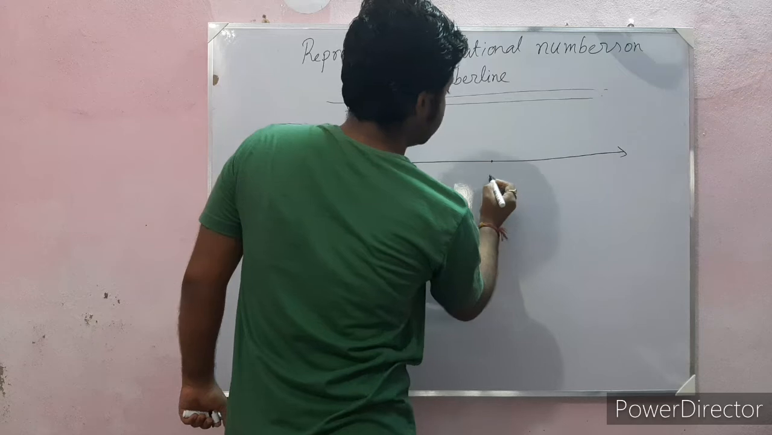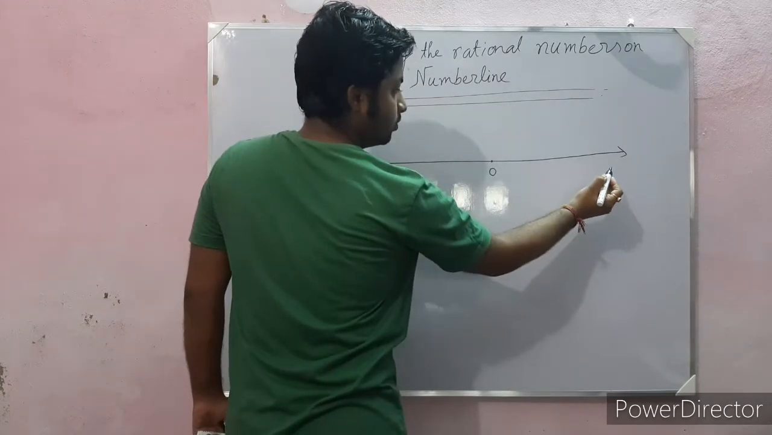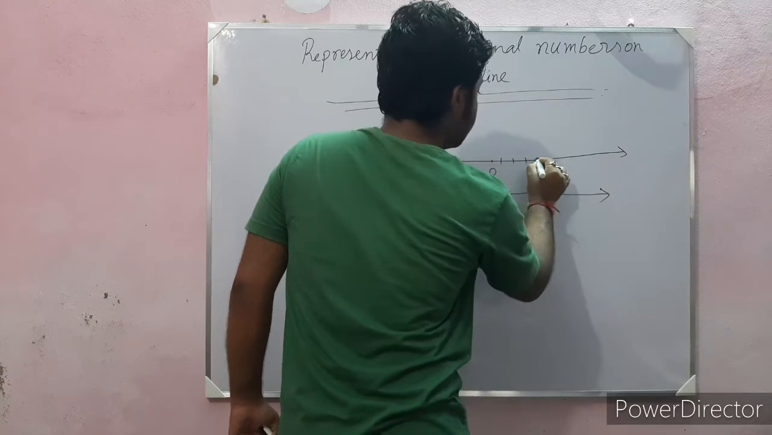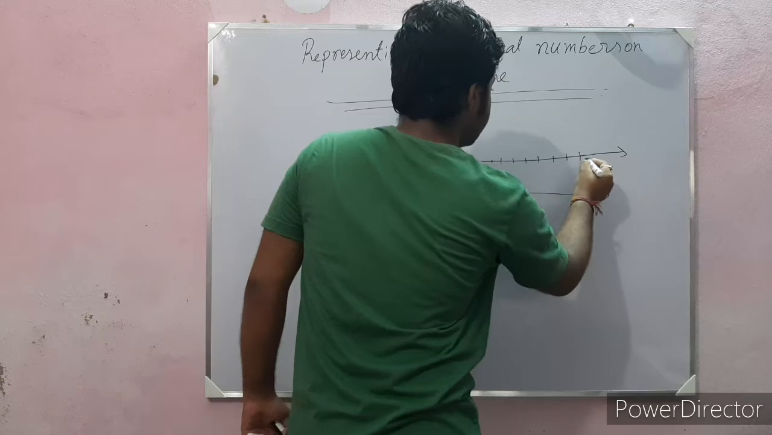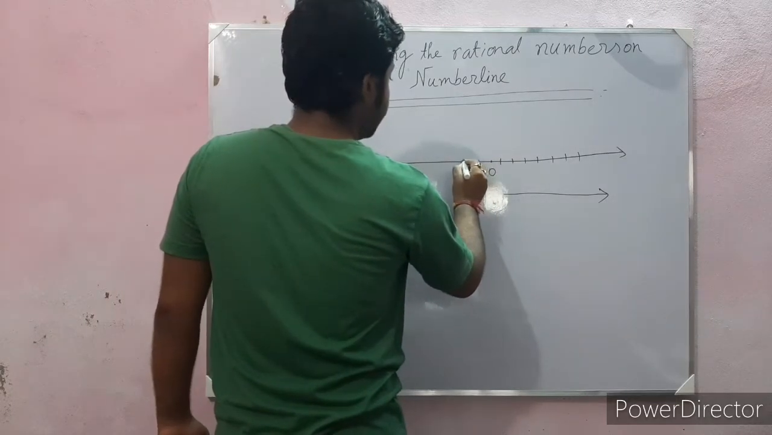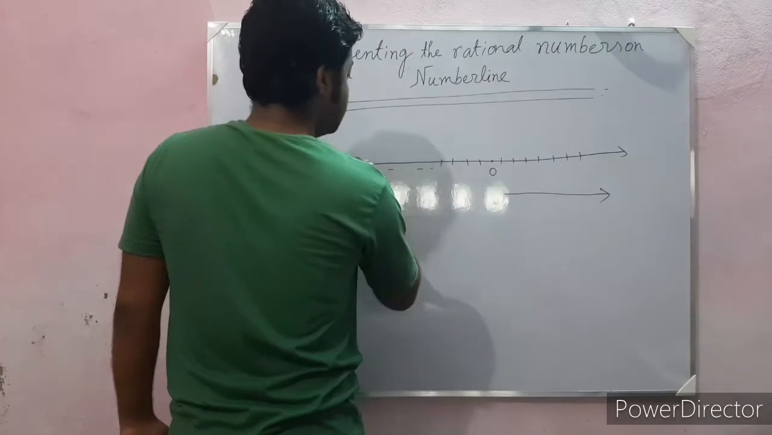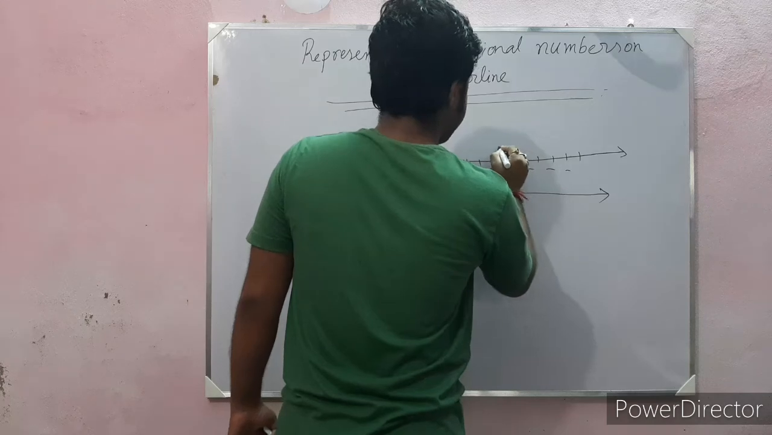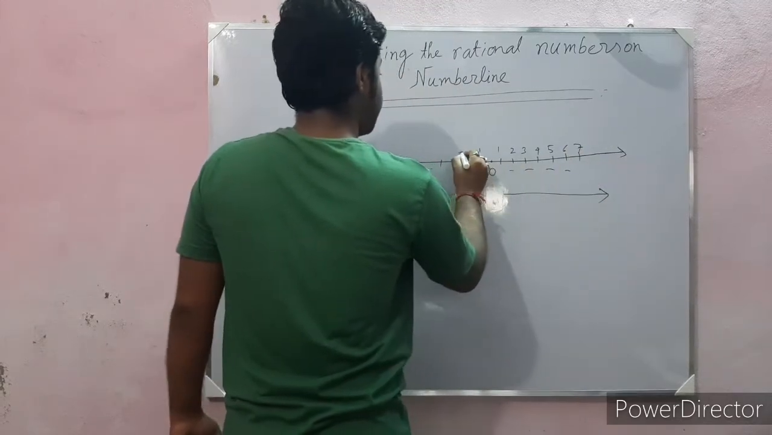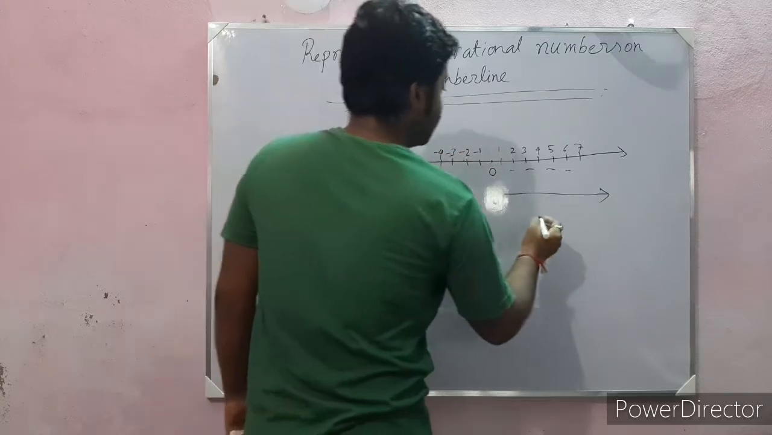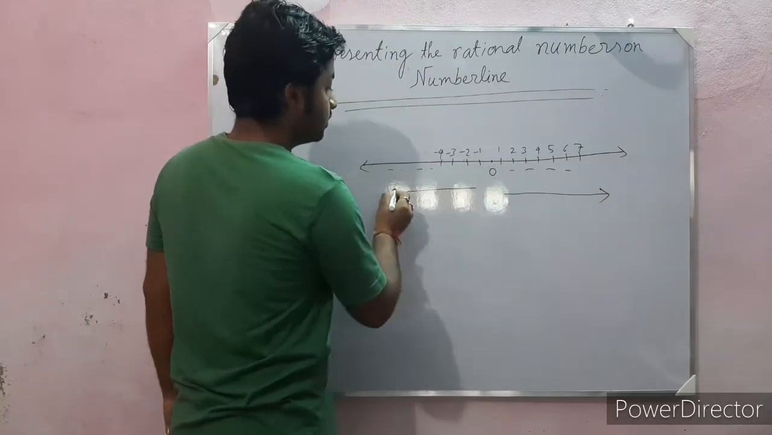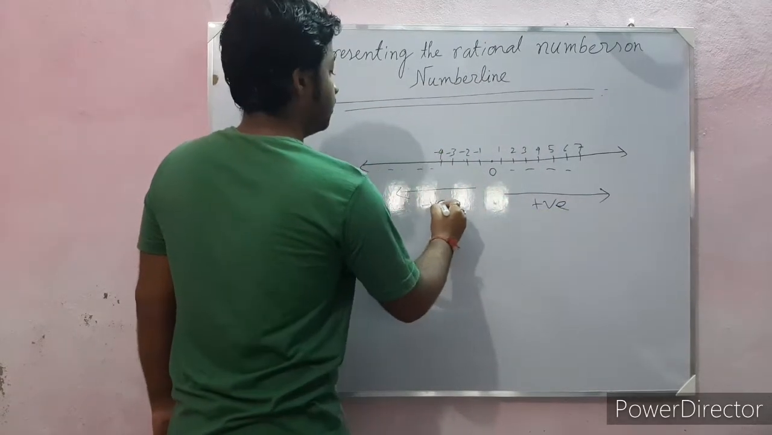In the middle we have to take the point 0. At the right side of the 0, 1, 2, 3, 4, 5, 6, 7 and so on. You can continue the numbers up to infinity, and here also -1, -2, -3, -4, like this up to infinity, right? Okay, these are the positive integers at the right side of the point 0, and these are the negative integers at the left side of the point 0.